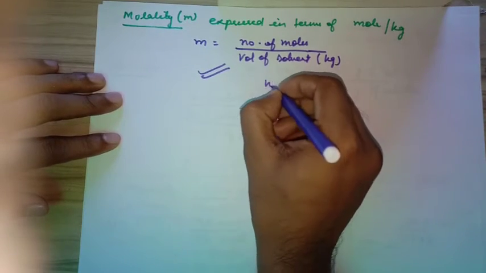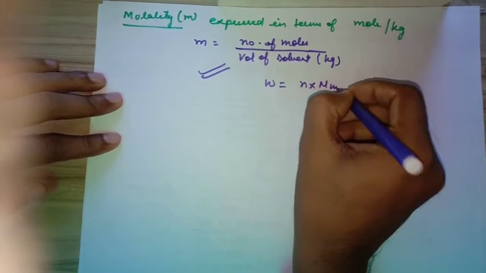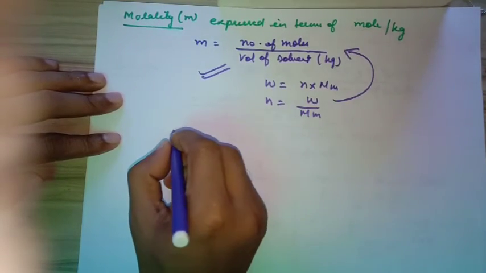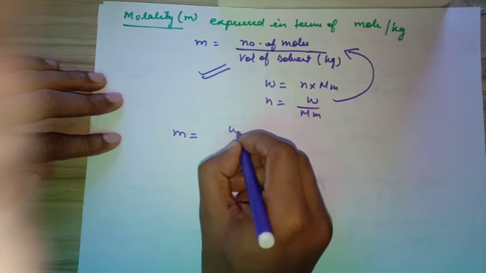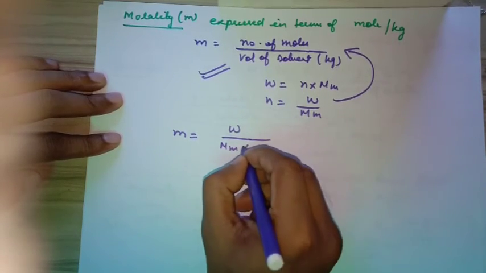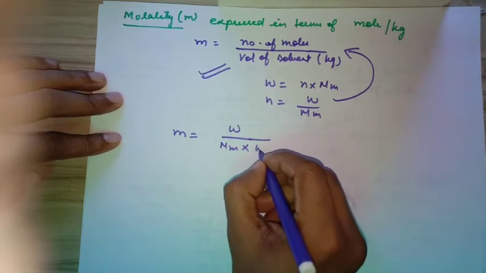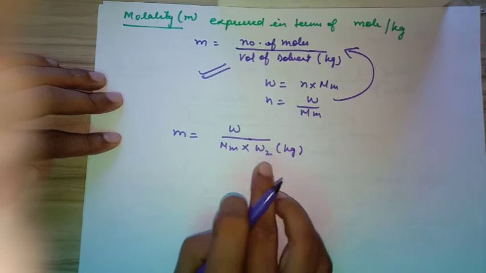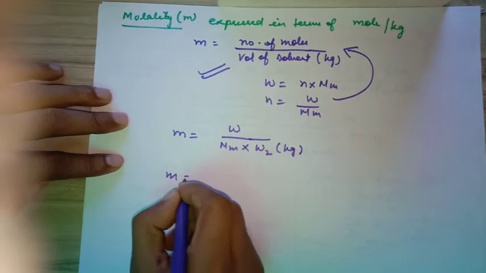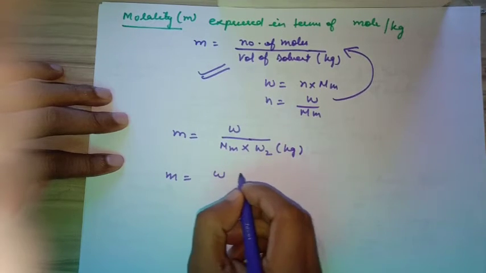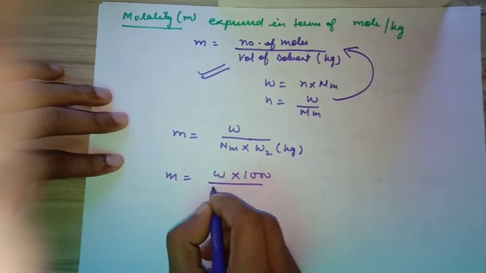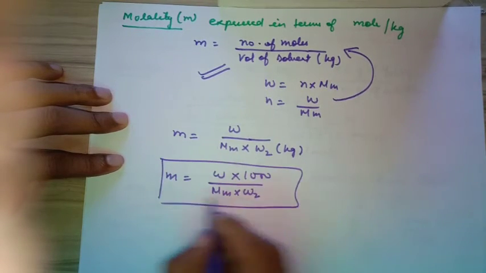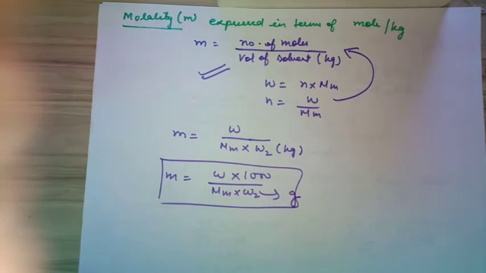So we know that W is equal to n into MM, so n can be expressed as W by MM. On putting this value over here, m will be given as W by MM. Now I have taken the mass of solvent as W2, and that is in terms of kg. Now if the given quantity is in gram, then 1000 will be multiplied above, so it will be W into 1000 upon MM into W2. This will be our formula when W2 is given in terms of gram.